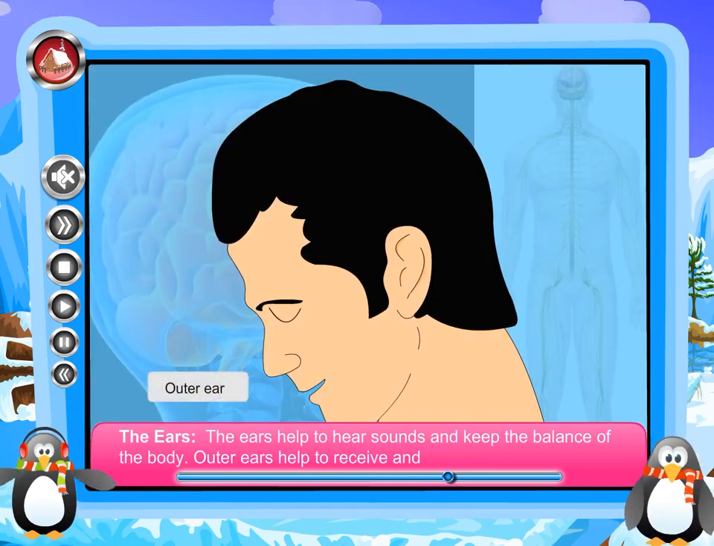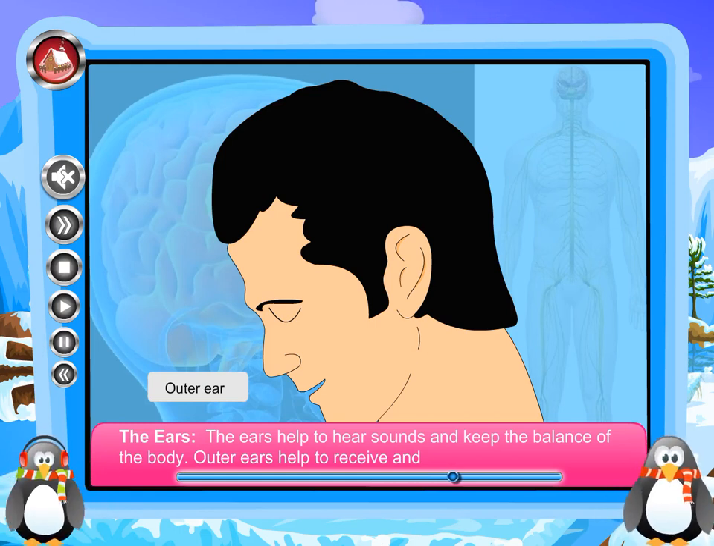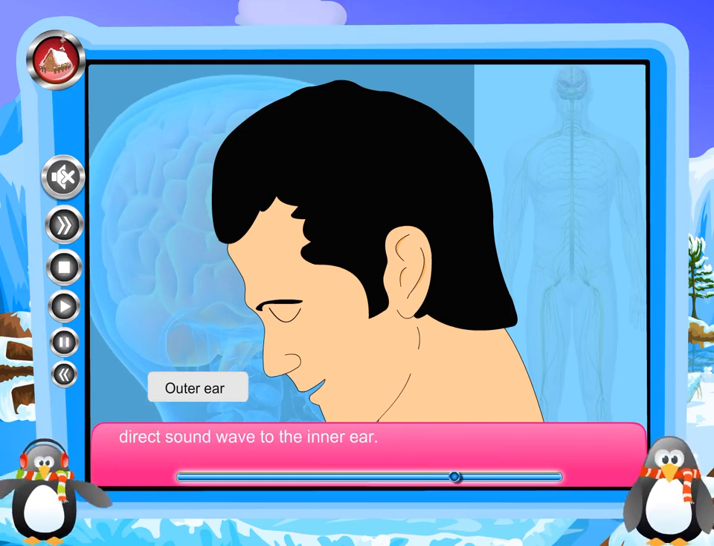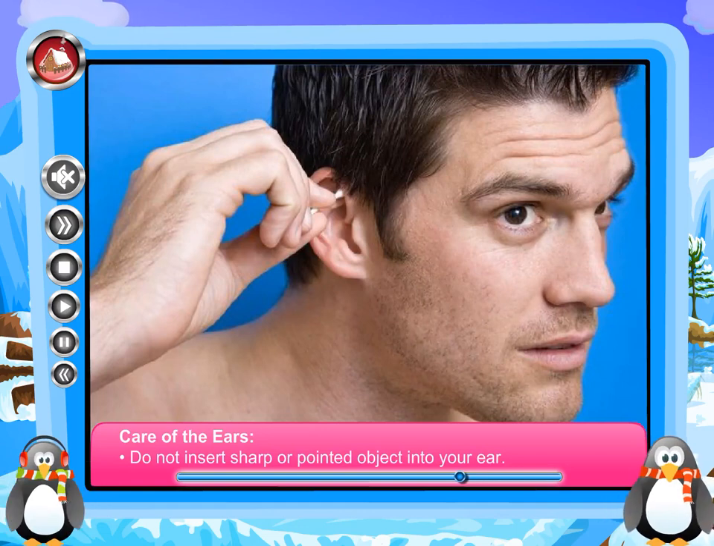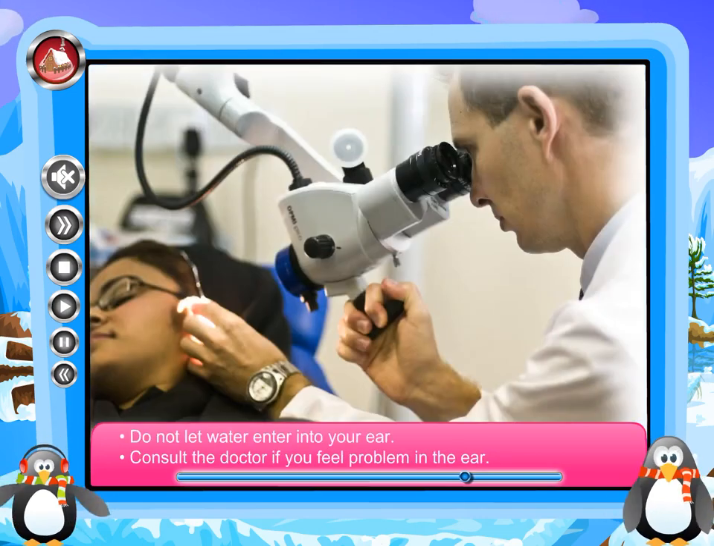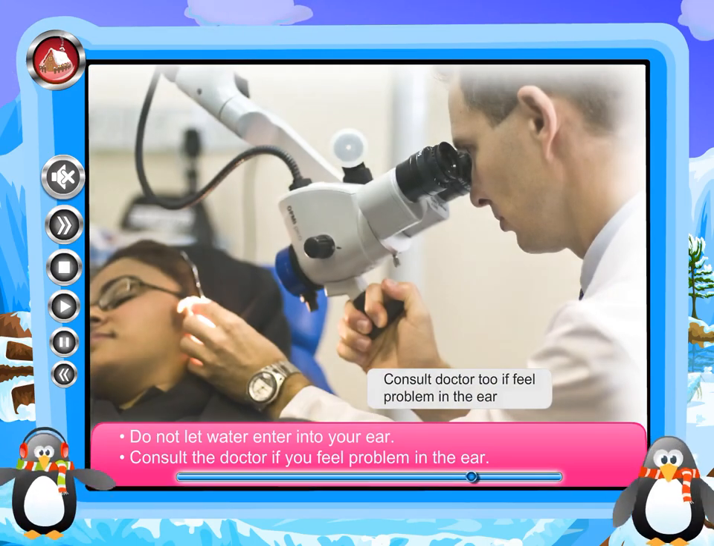The ears. The ears help to hear sounds and keep the balance of the body. Outer ears help to receive and direct sound waves to the inner ear. Care of the ears. Do not insert sharp or pointed objects into your ear. Do not let water enter into your ear. Consult the doctor if you feel a problem in the ear.